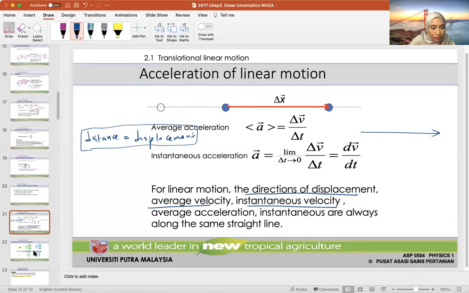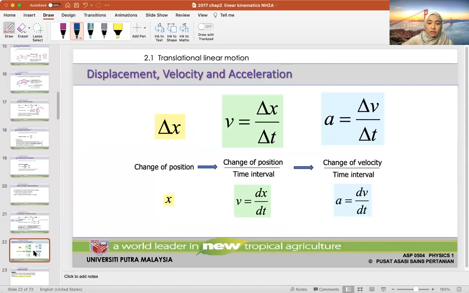Okay. So I know it's a lot of terms and it's a bit confusing. Bear with me first. Okay, so change in position. Position is given by X or S or R. Change in X means final minus initial.